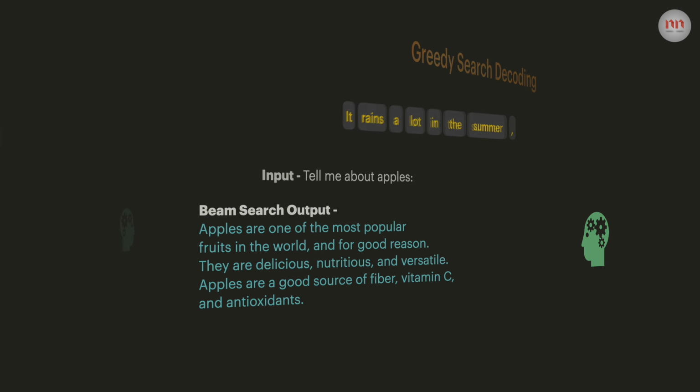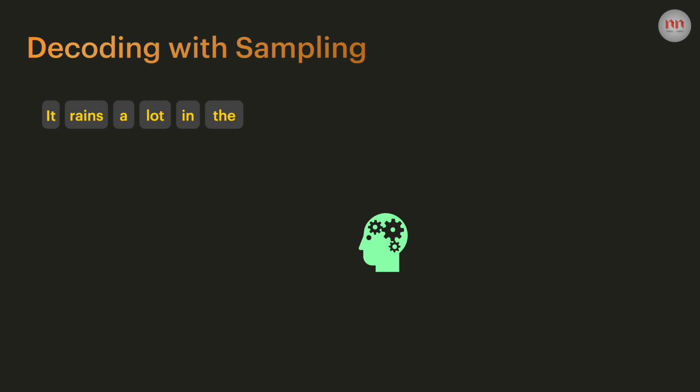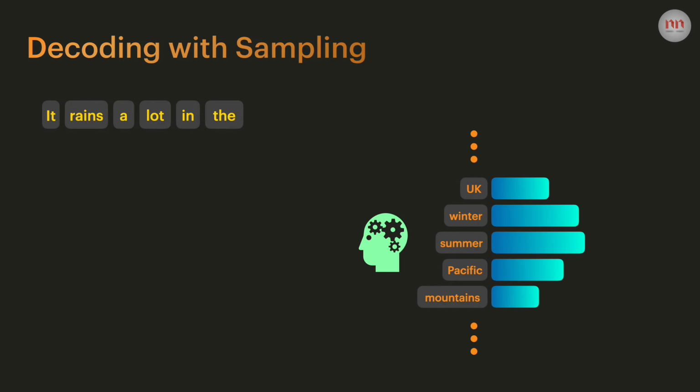Let's look at decoding with sampling. Again, we pass the input to the model and get the probability distribution. However, this time, instead of choosing the most likely token, we randomly pick a token based on the probability. The higher the probability, the more likely the token will be picked. So, we are still most likely to choose Summer, but other tokens also get a chance, which was not the case before. So this time, we pick Mountains.